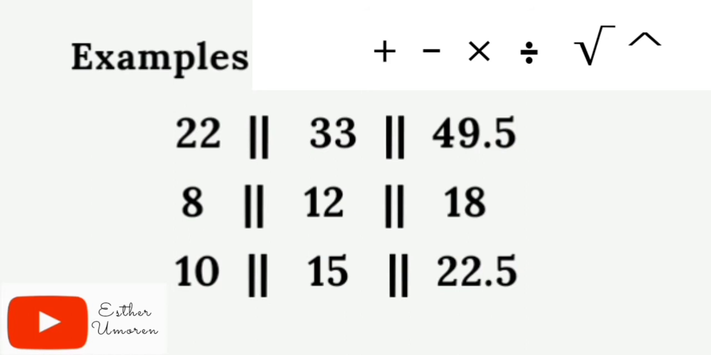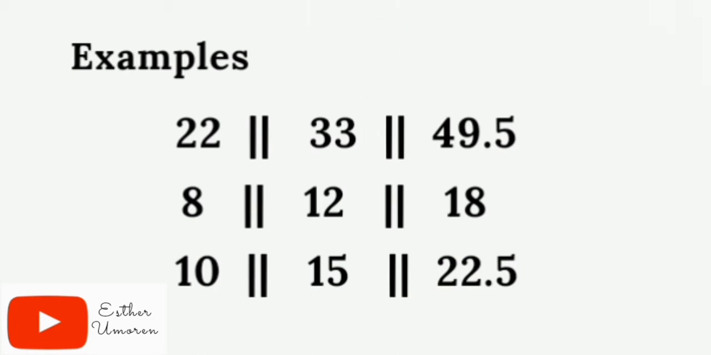Alright. We can see from the examples that the numbers are increasing. 22, 33, 49.5. The second number is bigger than the first and the third is bigger than the second. So it's most likely addition that was used, because the increase isn't so much. So the question is, what was added to the first number to get the second number?